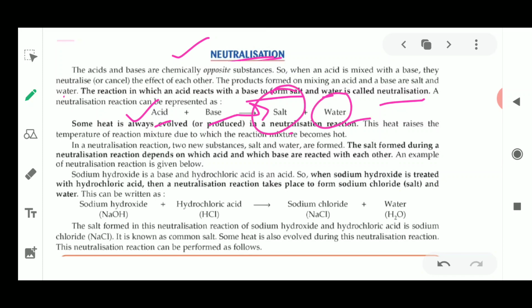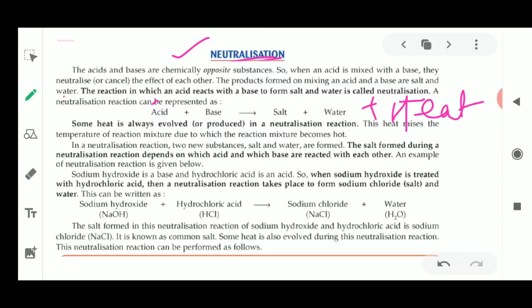These two are the products which are formed after a neutralization reaction, as well as heat is evolved. So heat energy is also evolved in this process. The heat is going to raise the temperature of the mixture, due to which the mixture becomes hot.